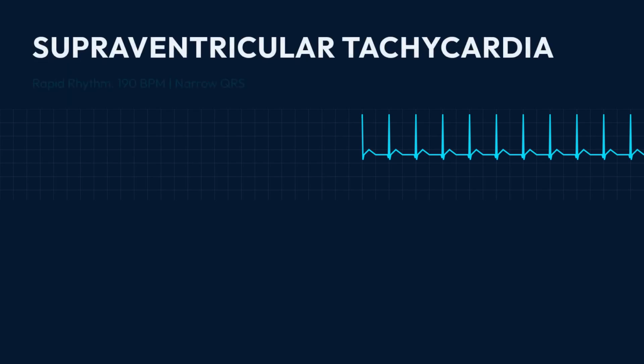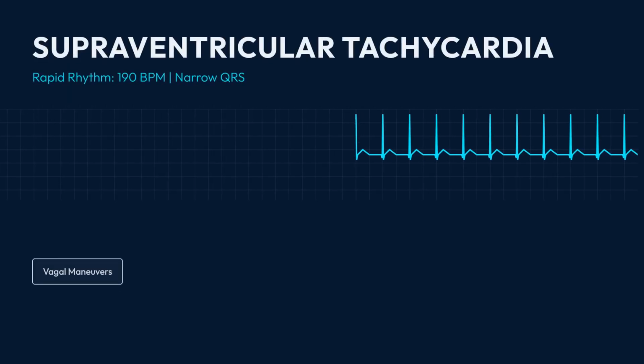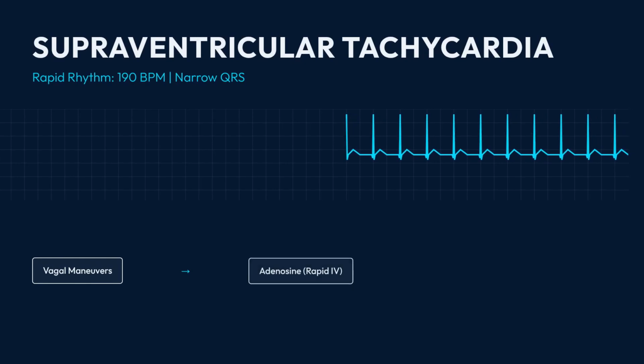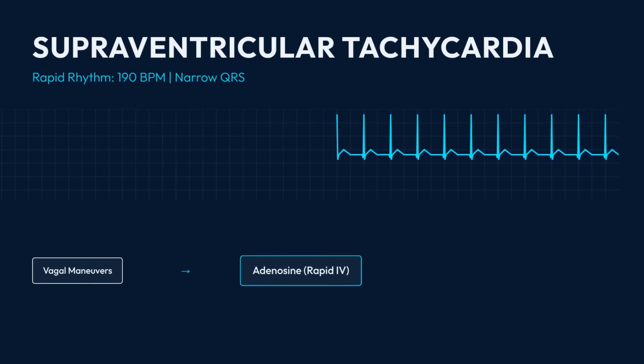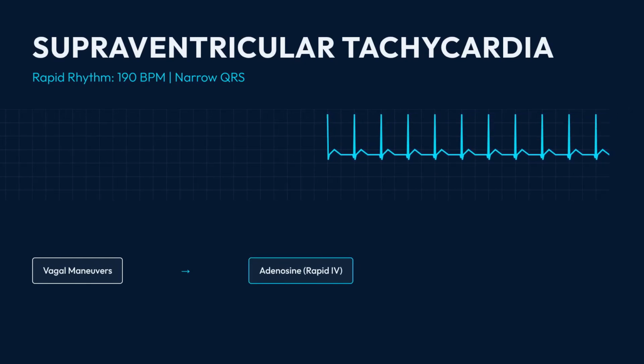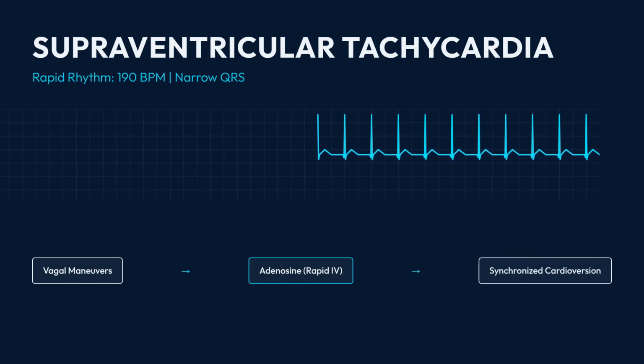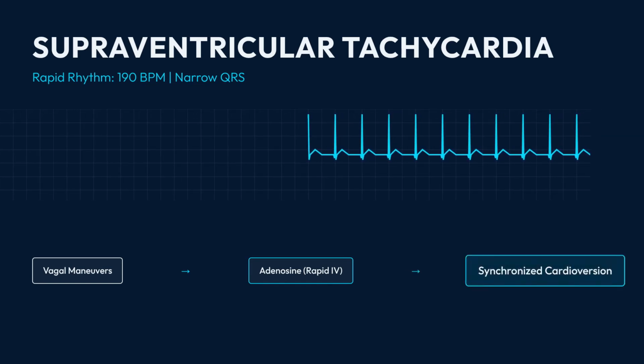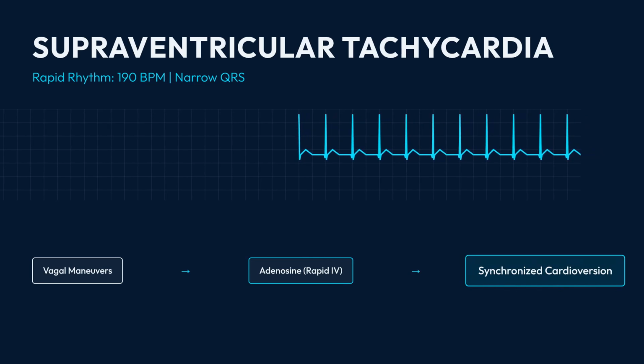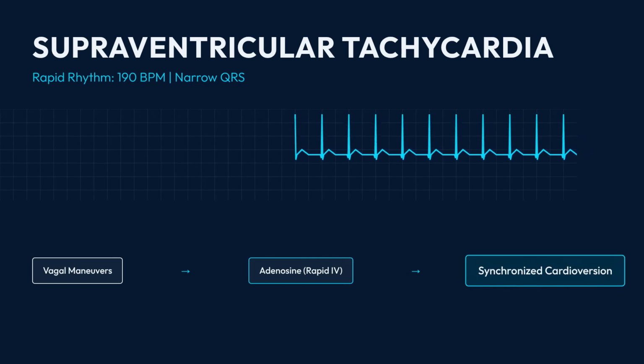Rhythm 7 is supraventricular tachycardia, super fast and usually narrow. For a stable patient, start with vagal maneuvers and prepare rapid IV adenosine. For the unstable patient with hypotension or respiratory distress, proceed directly to synchronized cardioversion. Always have resuscitation equipment at the bedside.